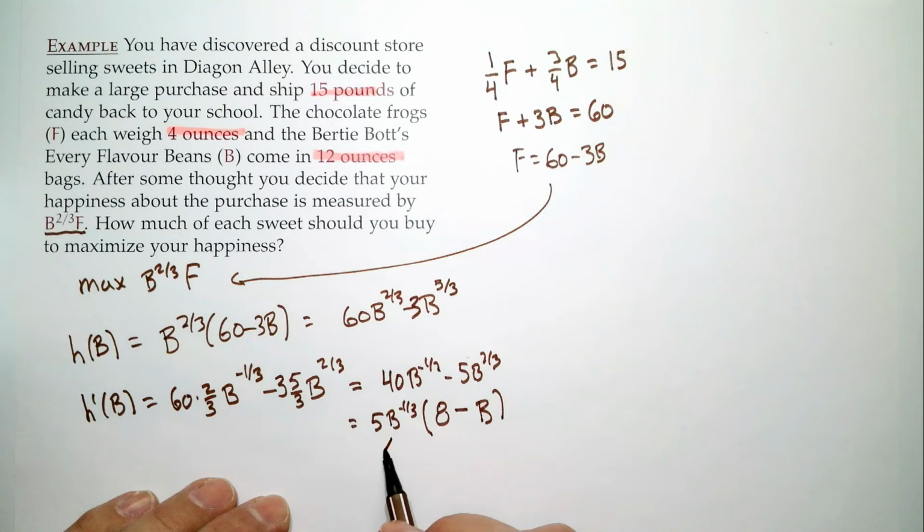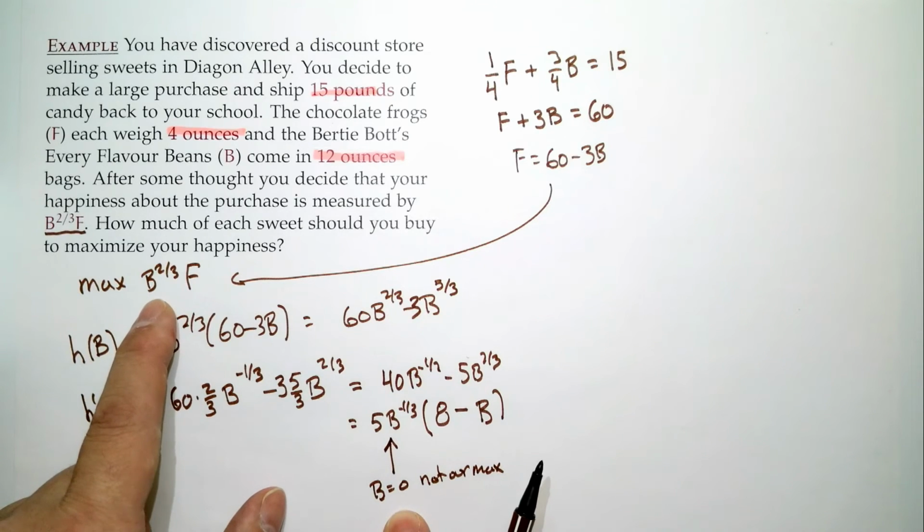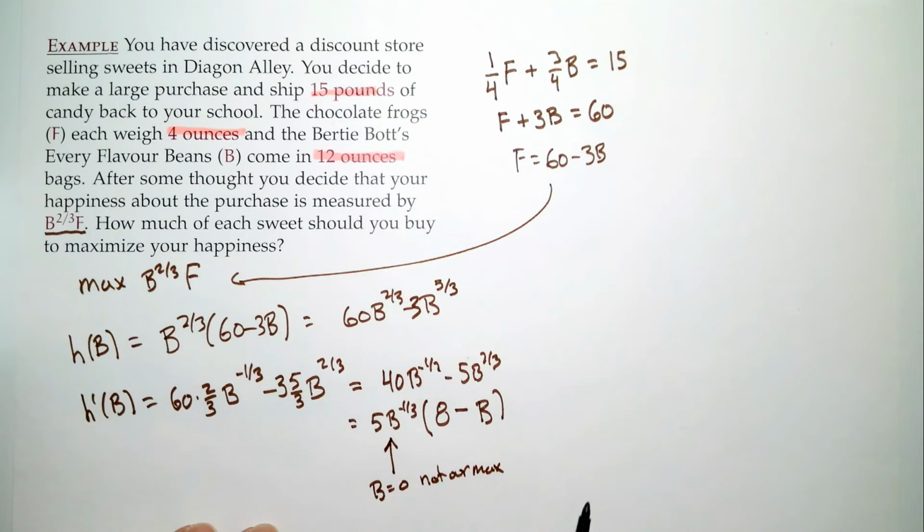Well, there is a critical point at 0. Now, b equals 0 will not be our max. How do we know that? How much happiness will we experience if we buy no beans? 0 happiness. So we need some frogs in our life.